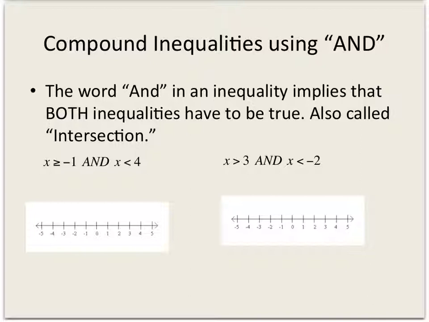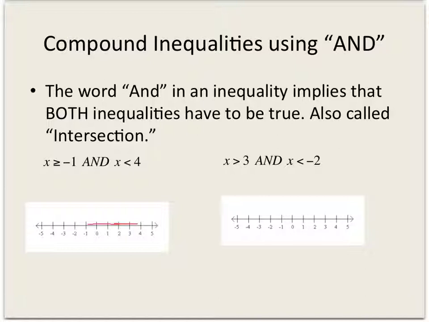Here we're going to talk about compound inequalities that use the word and. The word and in an inequality implies that both inequalities have to be true. Another word for this kind of compound inequality is an intersection. Examples of this are x is greater than or equal to -1 and x is less than 4. You're looking for all of the values of x that are bigger than -1 and smaller than 4. So if you think about that, it's all of the numbers that start at -1 and go up to 4. All of the numbers in that section right there.